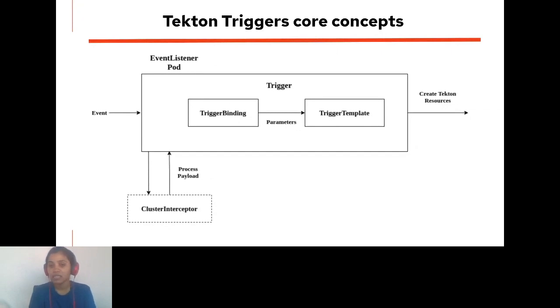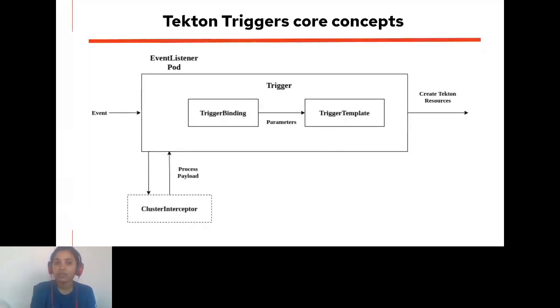And as we discussed, the trigger template contains the information of the pipeline run. So my point here is the event information coming from any of the sources like GitHub, Bitbucket, GitLab, that information will finally be passed to the trigger template where the actual pipeline run or task run resides, right? And then finally it will create those resources.